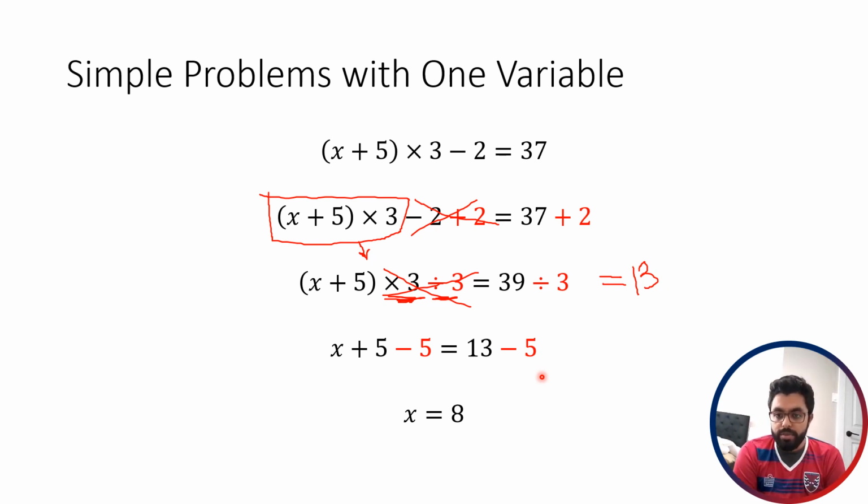Then you can double check that you got the right answer by plugging this 8 into our original question and seeing if the left-hand side comes out equal to 37. So 8 plus 5 is 13. 13 times 3, you can do that by long multiplication if you need to, but 13 times 3 is 39, minus 2. 39 minus 2 is 37. So we've got the right answer here as well.